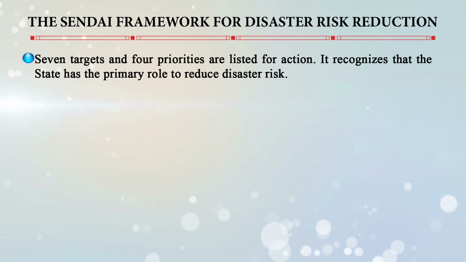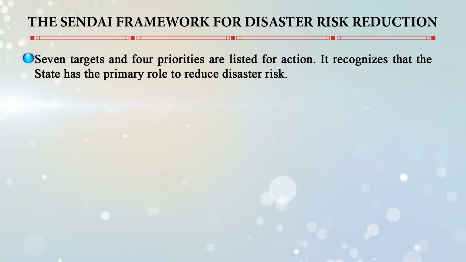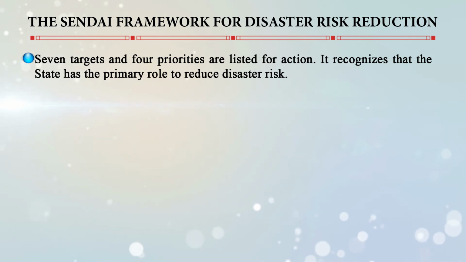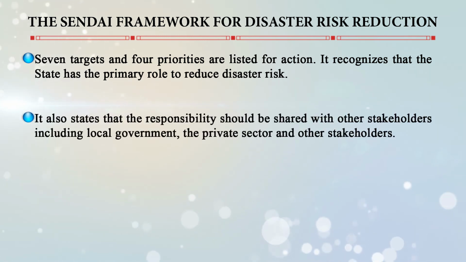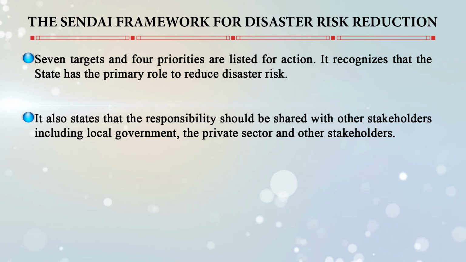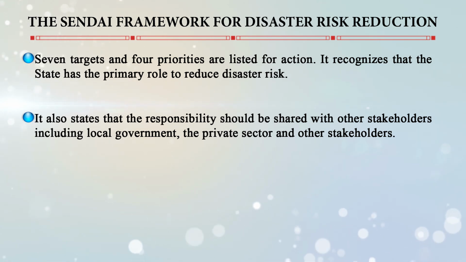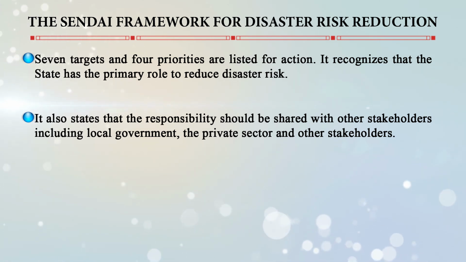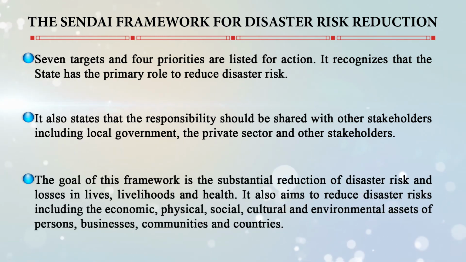It recognizes that the state has a primary role to reduce disaster risk. It also states that the responsibility should be shared with other stakeholders, including the local governments, the private sector and others. So the goal of this framework is the substantial reduction of disaster risk and losses in lives, livelihoods and health. It also aims to reduce the disaster risk to the economic, physical, social, cultural and environmental assets of persons, businesses, communities and countries.